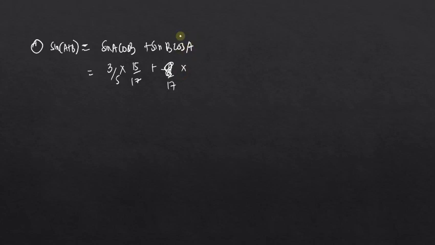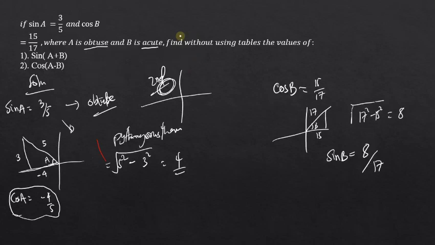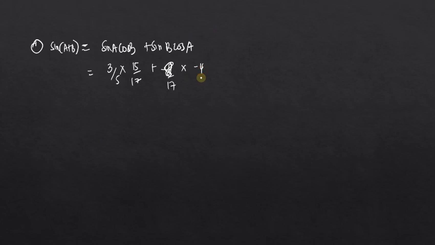multiplied by cos of A, which is -4/5. And then when you do the calculation, you get 45/85 minus 32/85, and this should give us 13/85. So that's what you get for question 1.